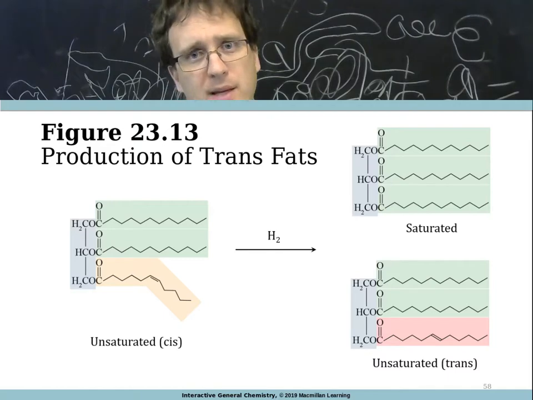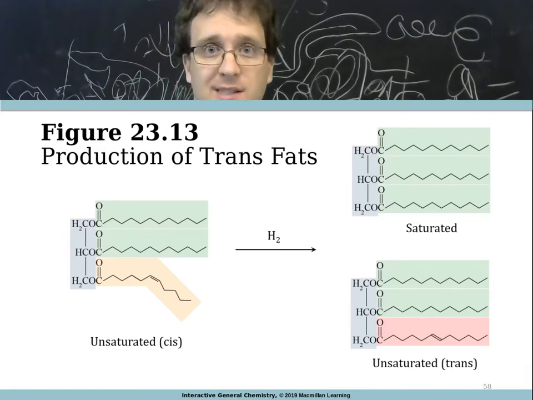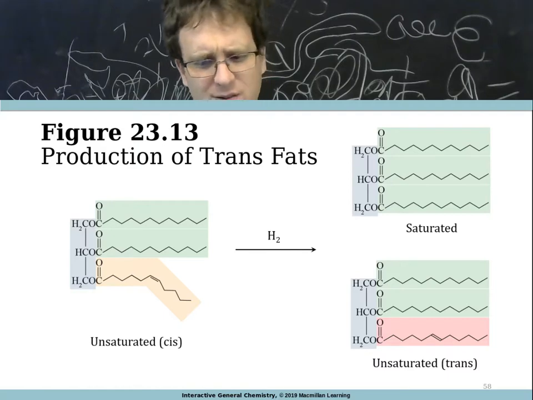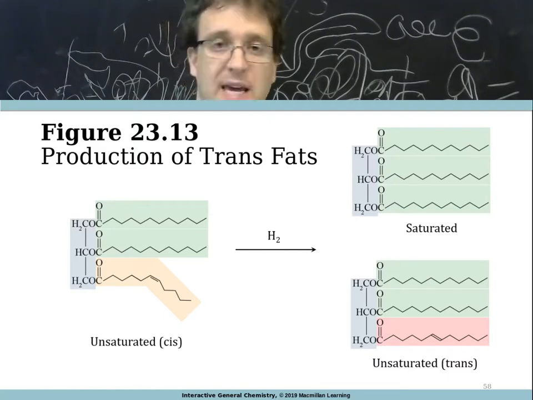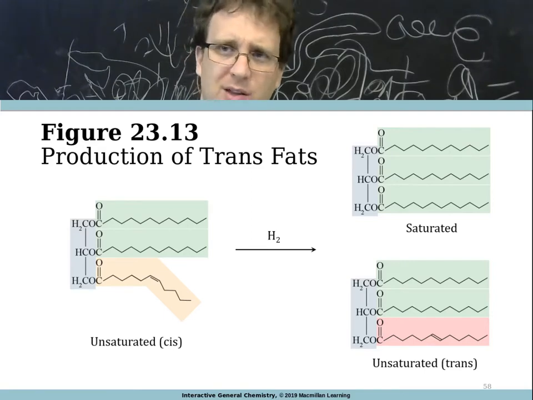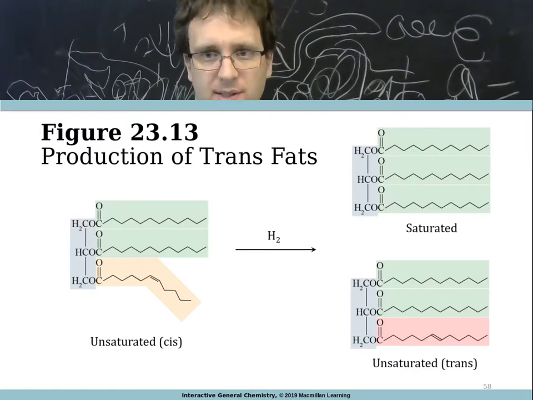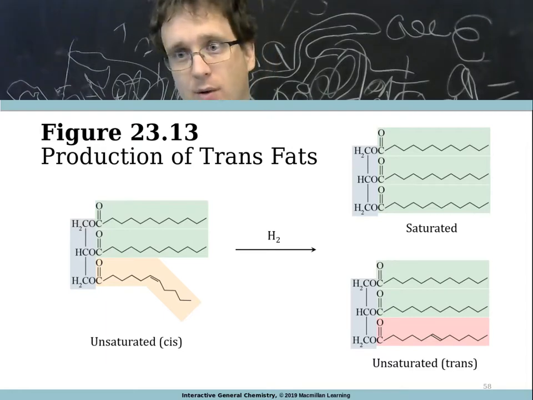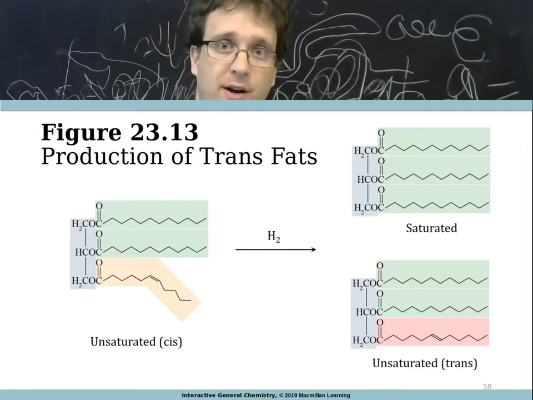But the problem is natural unsaturated triglycerides are always going to be in the cis configuration around that double bond. You see that on the left side. The two different branches go on the same side of that double bond. And I don't know exactly why, but that's how the enzymes that produce triglycerides within organisms do it in that cis configuration.